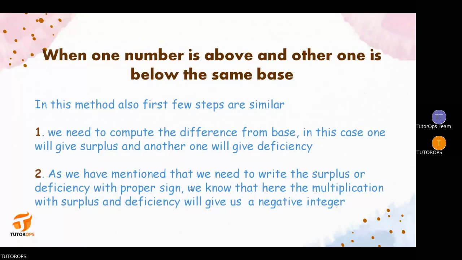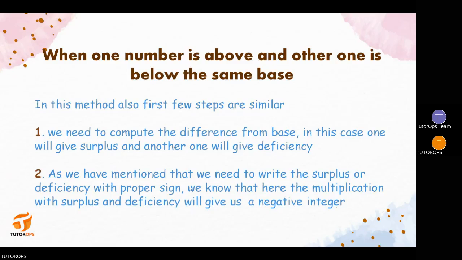As we have mentioned, we need to write the surplus or deficiency with proper sign. Remember one thing, from the first step, I am mentioning it repeatedly, that we need to write the deficiency or surplus with proper sign. Because when we are calculating the last digit, the proper sign is one of the most important calculation parts. We know that here the multiplication of the surplus and the deficiency will give us a negative integer. Why? Because say I am just taking a basic example.